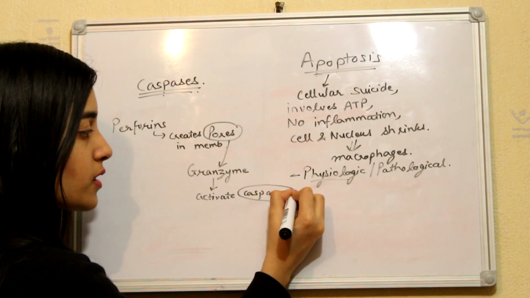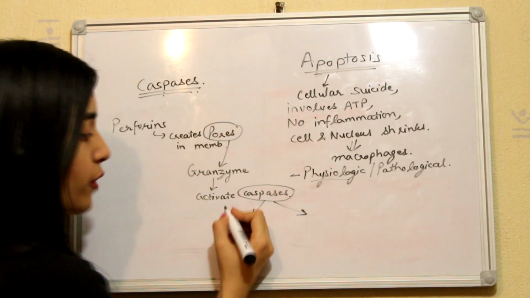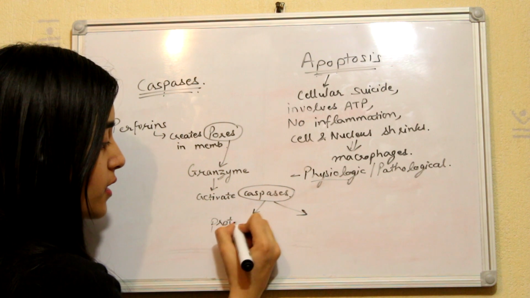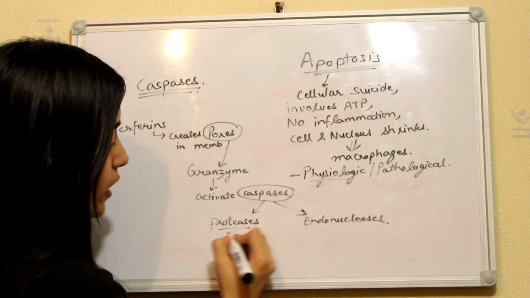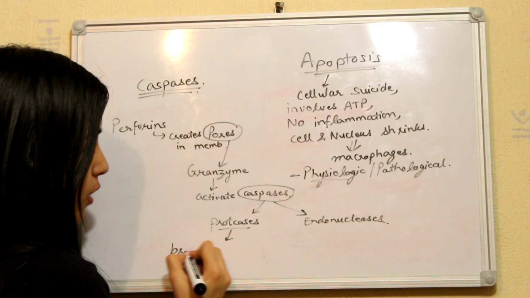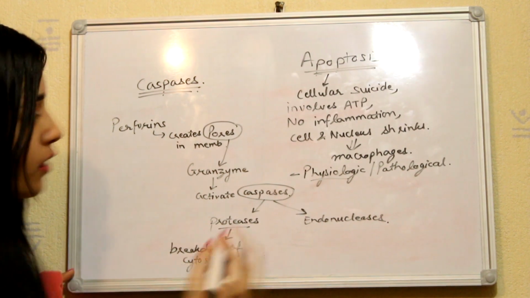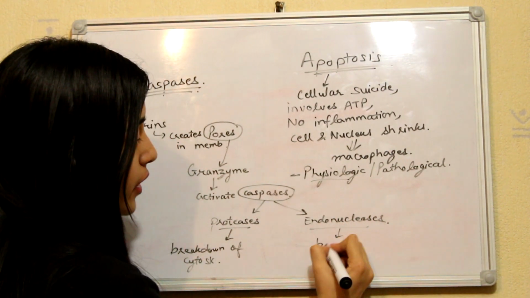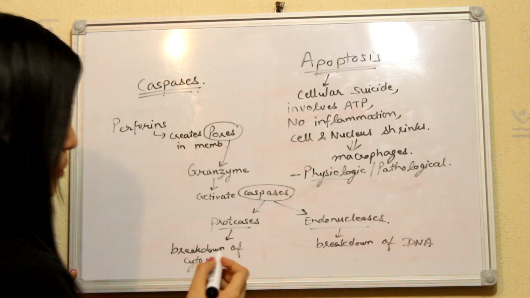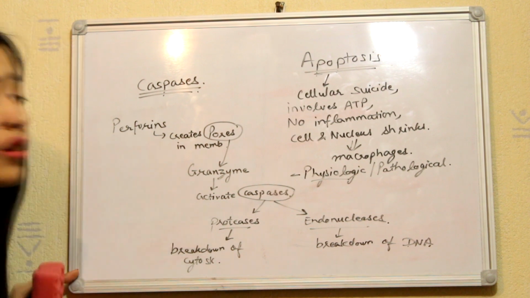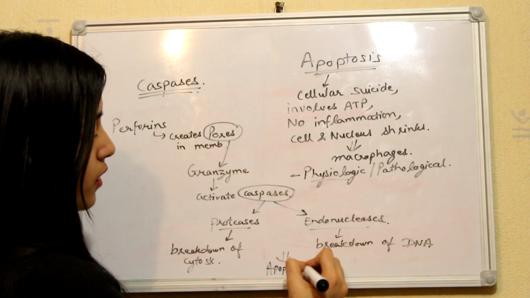Now, how do caspases mediate apoptosis? Caspases further activate two types of enzymes, which are proteases and endonucleases. Proteases result in the breakdown of cytoskeleton, which is microtubules or microfilaments, whereas endonuclease results in the breakdown of DNA. So, when there is breakdown of cytoskeleton and breakdown of DNA, this will result in apoptosis.